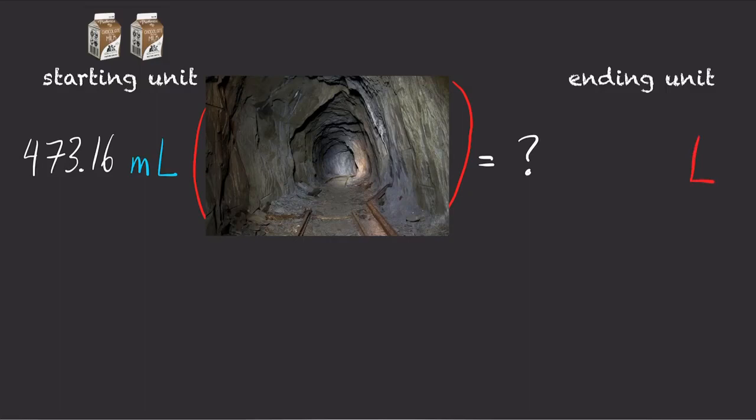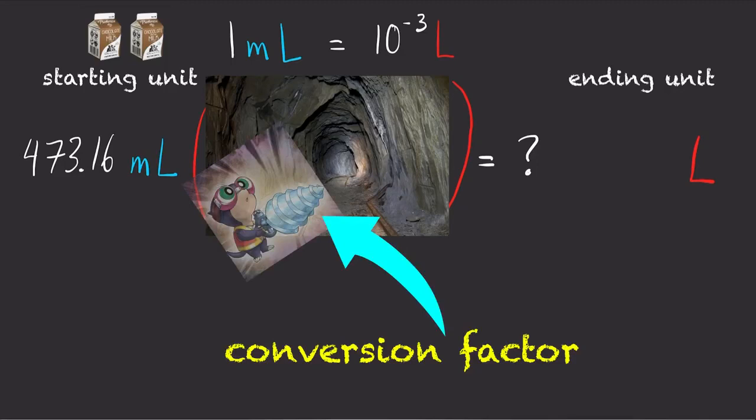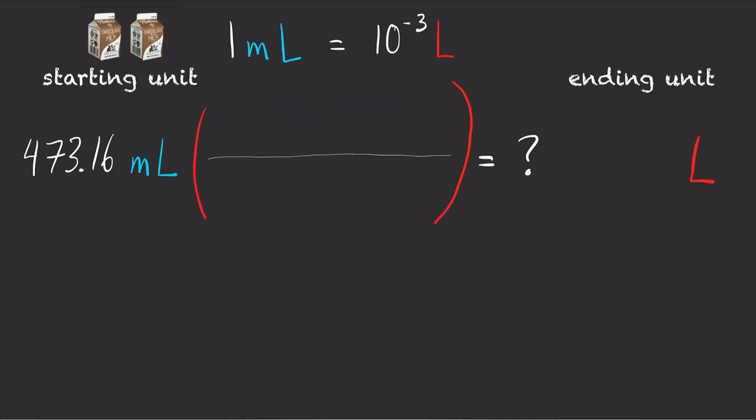For a measurement of volume in the metric system, the prefix milli means 10 to the negative 3, which means 1 milliliter equals 10 to the negative 3 liter. We can use this information to build the conversion factor. To build the conversion factor, start by writing a ratio as a fraction. In this case, if we put liter in the numerator and milliliter in the denominator, the milliliter will cancel and we're left with liter as the only unit, which is what we want to end with.